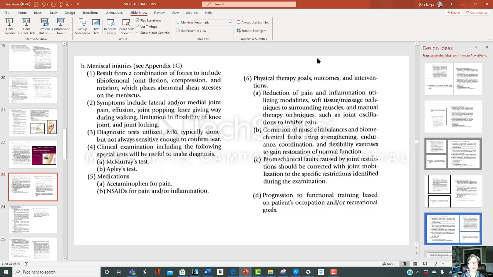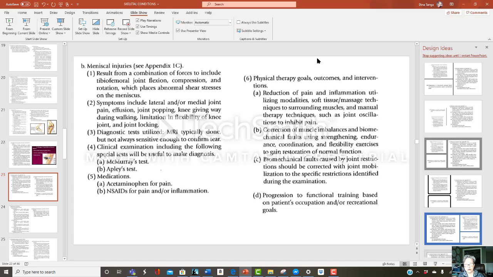Meniscal injuries, see Appendix 1C, result from a combination of forces to include tibiofemoral joint flexion, compression, and rotation, which places abnormal shear stresses on the meniscus. Symptoms include lateral and/or medial joint pain, effusion, joint popping, knee giving way during walking, limitation in flexibility of the knee joint, and joint locking.